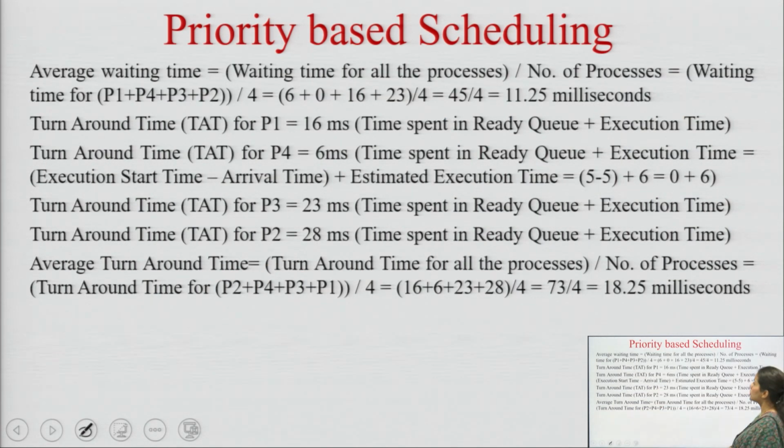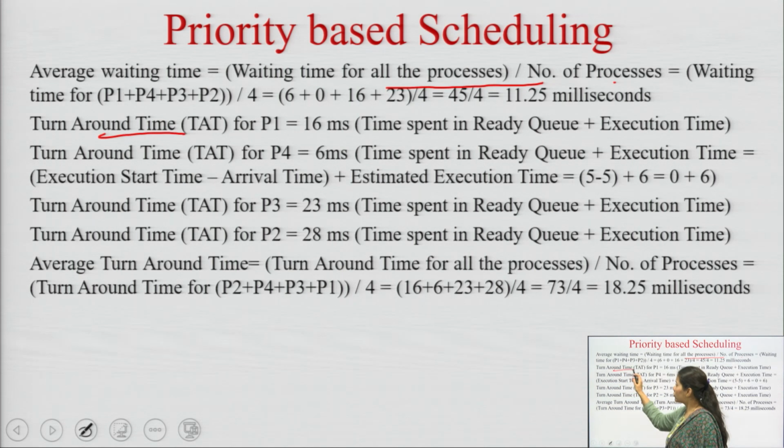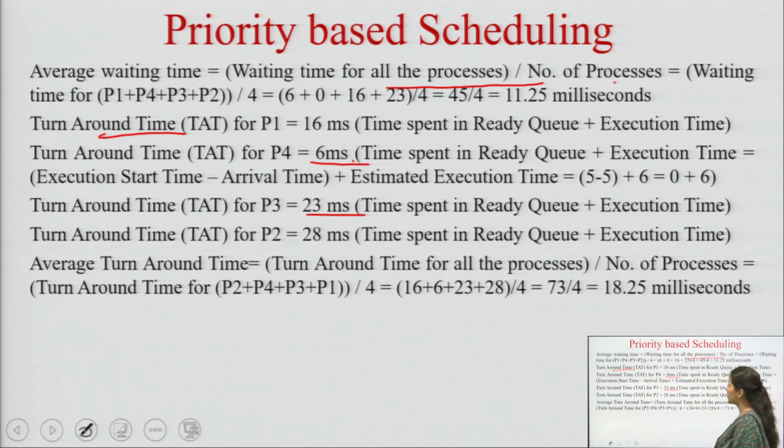To calculate the average waiting time, we take the total waiting time for all the processes divided by the number of processes. Now, again to find the turnaround time, we have to calculate the waiting time plus the execution time for each of the tasks, and as a result P4 has 6 milliseconds of turnaround time, P3 is 23 milliseconds and P2 28 milliseconds of turnaround time. The average turnaround time is found by adding all the turnaround times of the processes divided by the number of processes. This leads to 18.25 milliseconds.